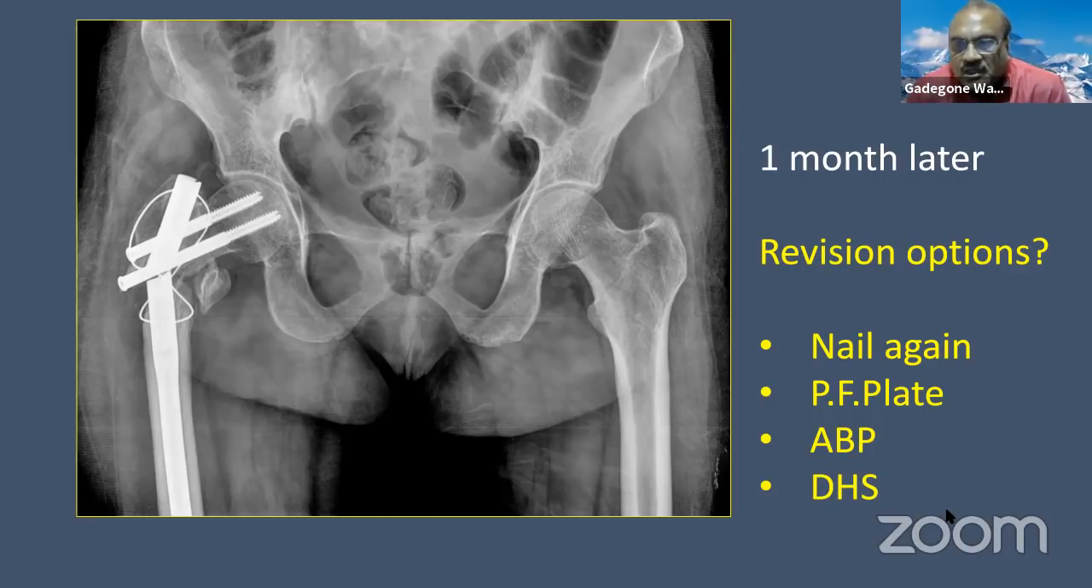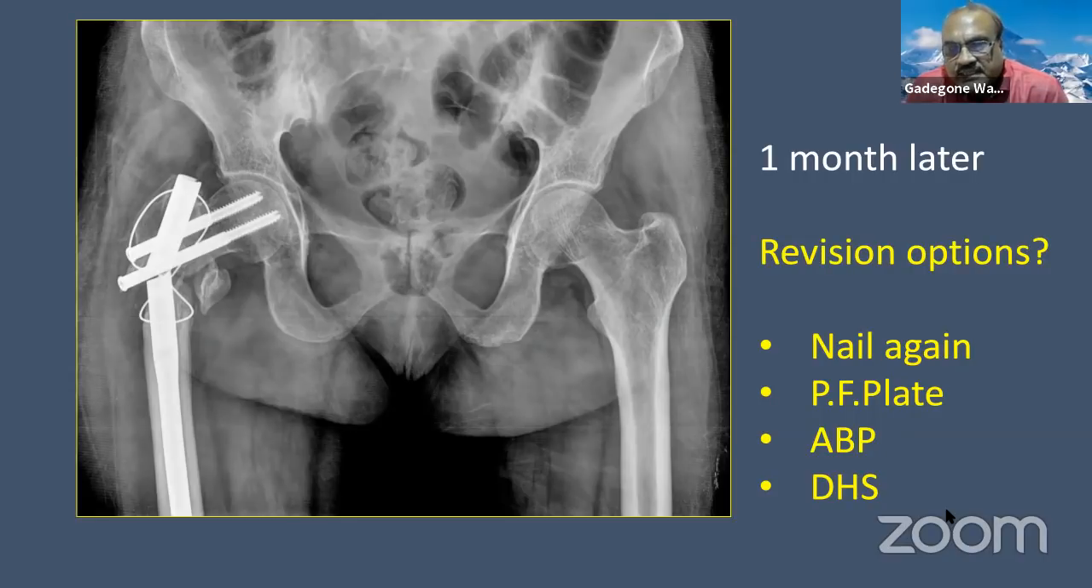Actually, the condylar blade plate is good, but I can revise with the long PFN also, because this is a reconstruction nail. You can see the screw size; this is a similar screw size. In PFN, you have a larger inferior screw and a smaller superior screw, and it is a straight nail.